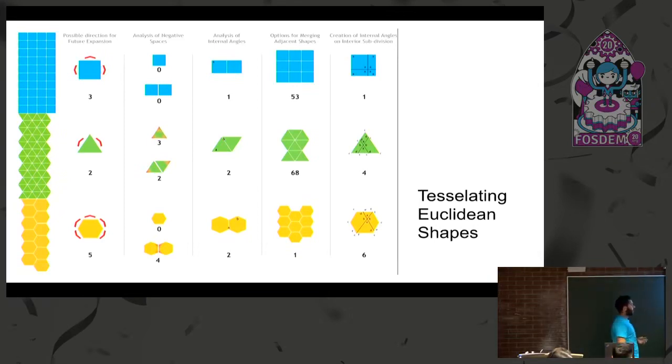And the creation of interior angles. Imagine putting up a partition in between, like a false wall that's parallel to one of the edges. You still have consistent angles in the square and not so consistent in the other shapes.